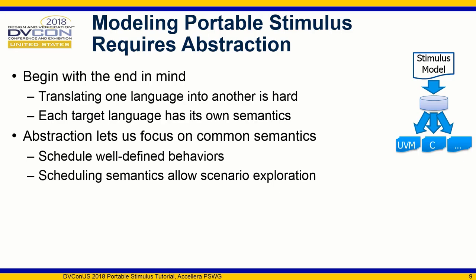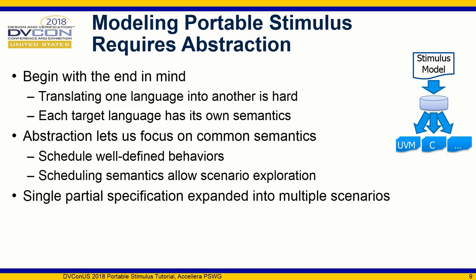So what we're talking about doing is scheduling between well-defined behaviors and allowing the semantics to explore those scenarios based on the scheduling constraints and the scheduling semantics that we defined. So we're starting with this abstract representation of a stimulus model, and from that generating the different implementations. We're not starting with one and translating into another. We're starting at the top and making different implementations. That allows us to take a single partial specification and expand it into multiple scenarios, and we're going to talk a lot about how we do that.